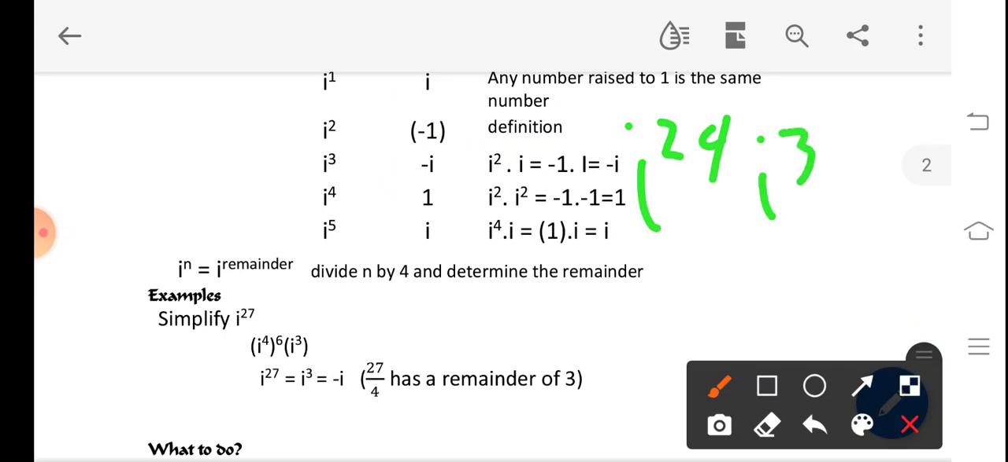So the remainder is 3. Again, 6 times 4 is 24, so the remainder is 3. So this is equivalent to i cubed, that's negative i. So the result is equivalent to negative i.